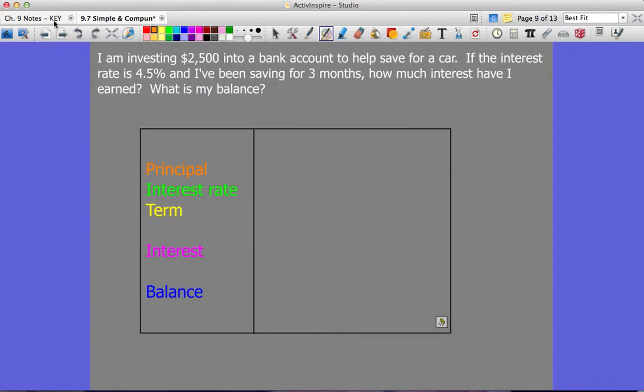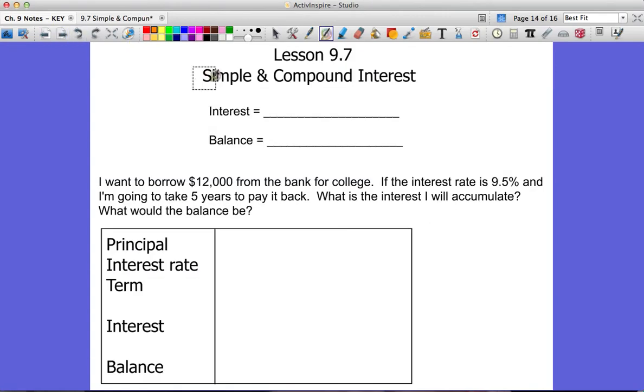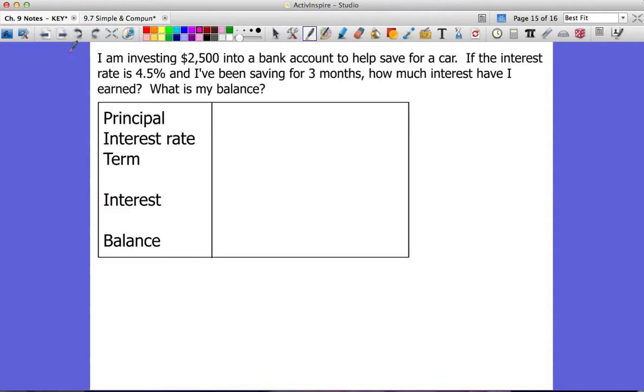Okay, so on this one, you do have these in your notes. Don't forget to put your formulas here. So interest equals principal times rate times time, and balance equals principal plus interest. Okay, and then you should have this one filled out.